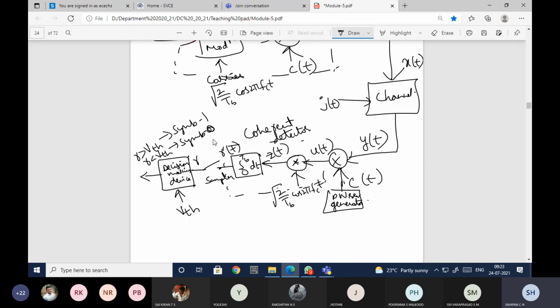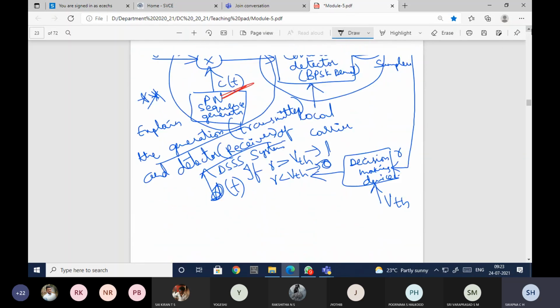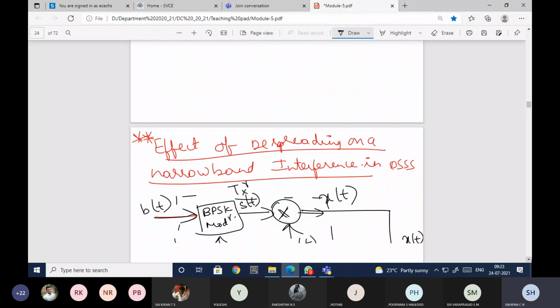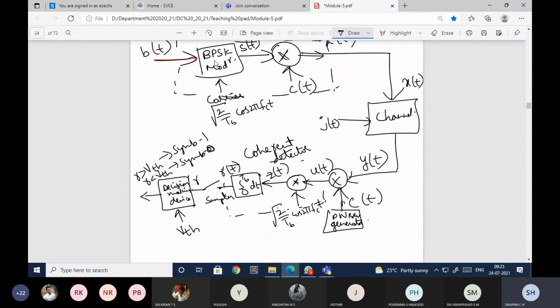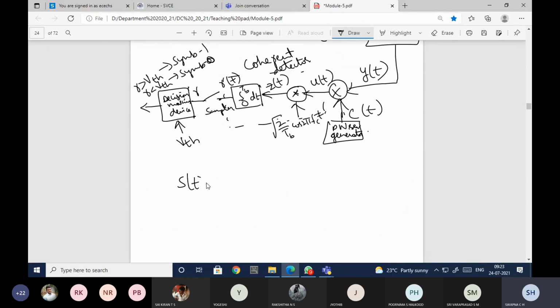Again the same analysis, but in the previous case I have not explained what will be the output at the receiver. So now I'll explain it in detail. First, what is happening: S of t is nothing but B of t into root 2 by TB at the transmitter end. Whatever equation I'm writing is at the transmitter end. This entire thing is the receiver.